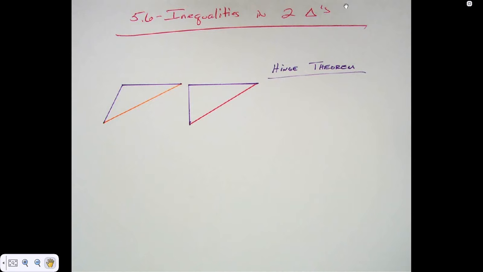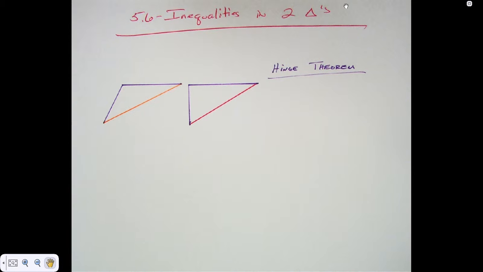Okay, if you guys read the hinge theorem, it's a lot to read. And when you're describing something like this, it's going to be a lot to read. The hinge theorem states if two sides of a triangle are congruent to two sides of another triangle and the included angle of the first is larger than the included angle of the second, then the third side of the first triangle is longer than the third side of the second triangle.